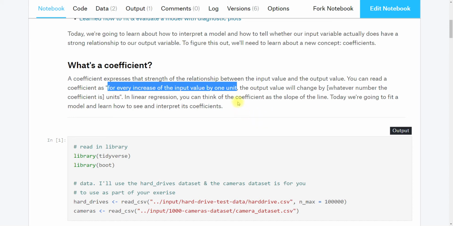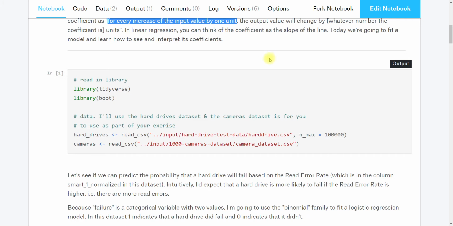So it's just a way of representing the strength of the relationship between your input and your output, and also the direction of the relationship. So if it's positive, then increasing the input will increase the output. If it's negative, then increasing the input will decrease the output.